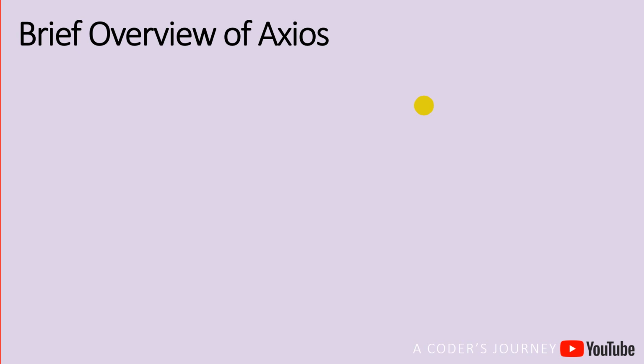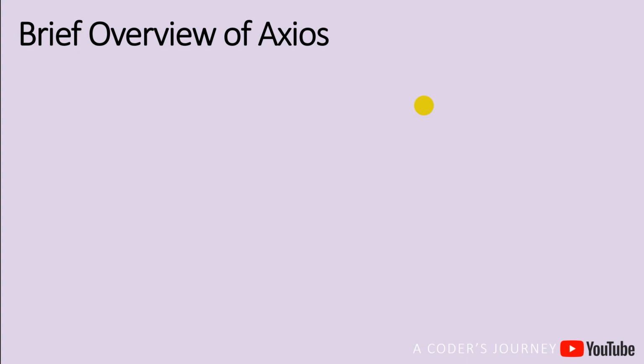As I have told you before, I will make a playlist about promises in JavaScript. But in this video, I want to briefly go over Axios. I want to talk about it a little bit. In the next video, I will take you to Visual Studio Code. We will install Axios. We'll start making some HTTP requests with Axios.